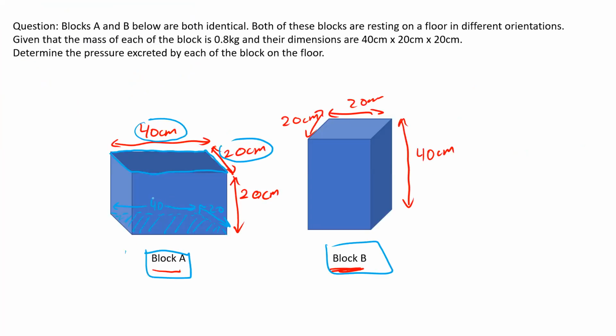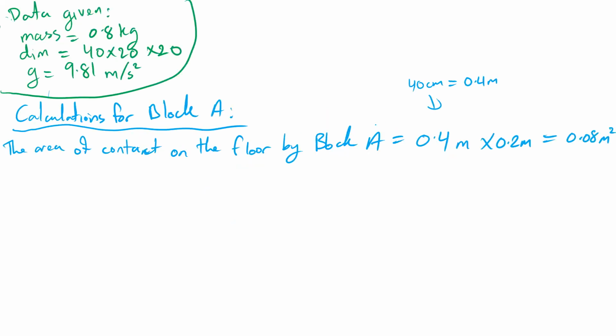So again, 40 by 20, and you simply calculate the area of that surface. It's basically a rectangle, so it's 40 by 20. You simply calculate the area of a rectangle, but you convert the cm into meters, and that's how you get 0.08 meters squared. So that's the area of contact of block A.